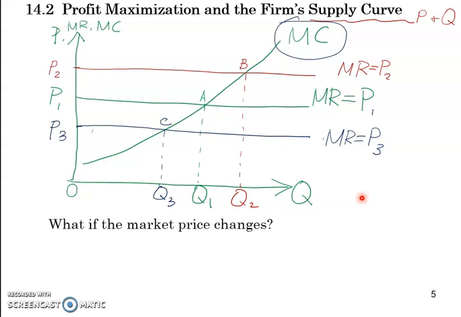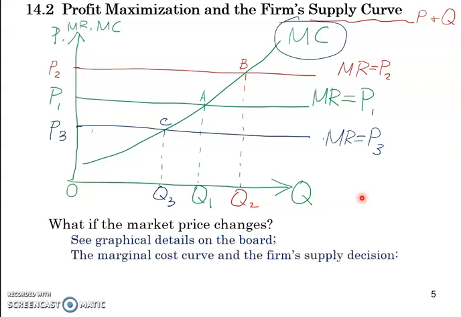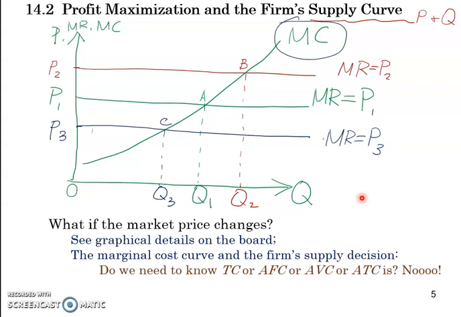So here again, let's draw the conclusion. What if the market price changes? Now the graphical details we already discussed. The conclusion is the marginal cost curve and the firm's supply decisions are highly related. And do we need to know the total cost, average fixed cost, average variable cost, or average total cost? No, we don't need these.